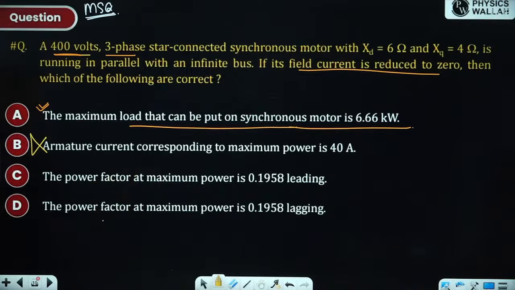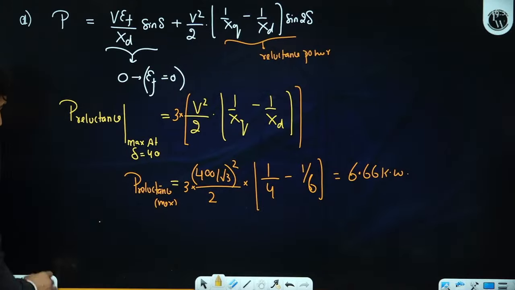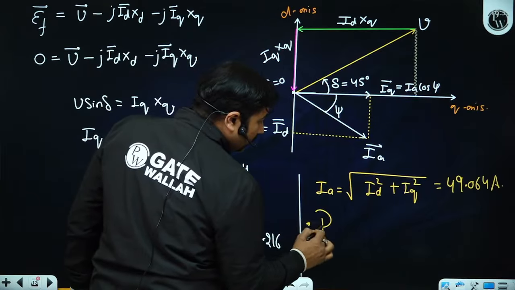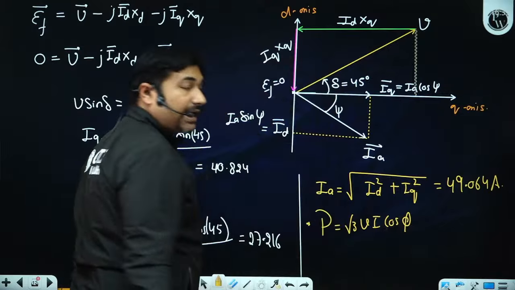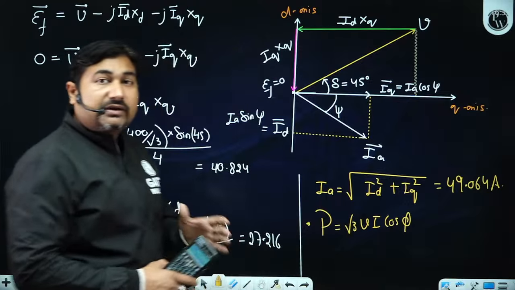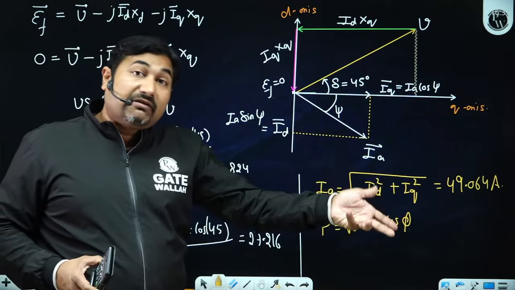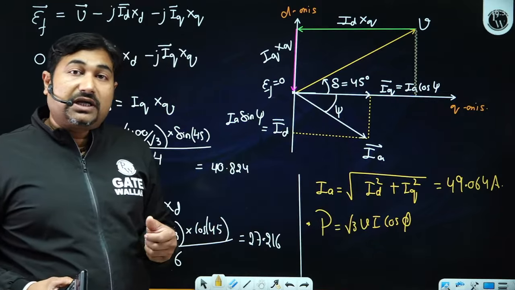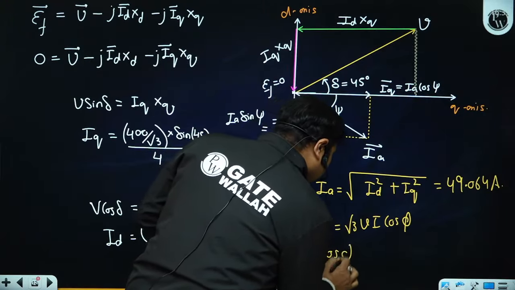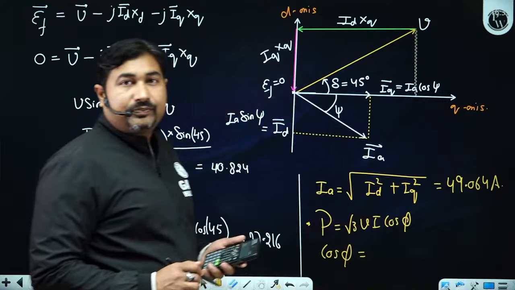The power factor at maximum power output, you have to calculate the power factor also. So, power is root 3 VI cos phi. Since RA is neglected, there is no RA. Yes, sir. Since there is no RA, it means whatever the input power, the same is going to be the developed power, and rotational losses are even not given. So, you can neglect the rotational losses as well. So, you can calculate this power factor.